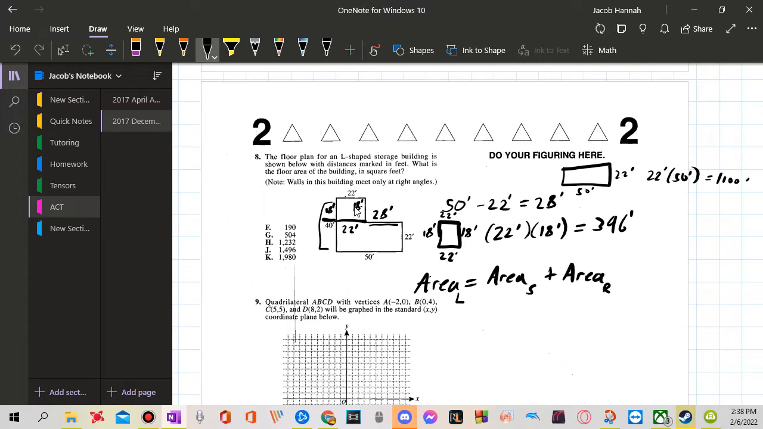Alright, so now we've got this answer. The area of L equals the area of the square, 396, plus the area of the rectangle, 1100. That's 1496.